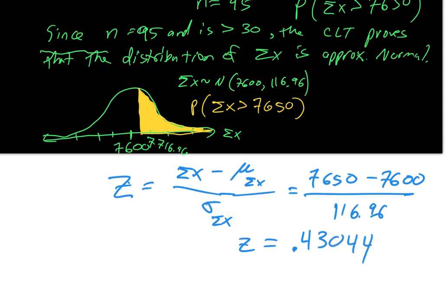.43044 are numbers I'm hearing. All right. There we go. Then we go to the tech tool. Go online applets, normal distribution, a z-score of 4.43044.